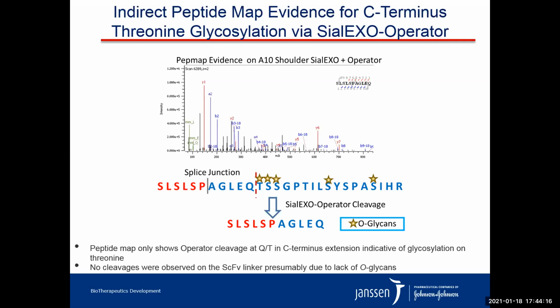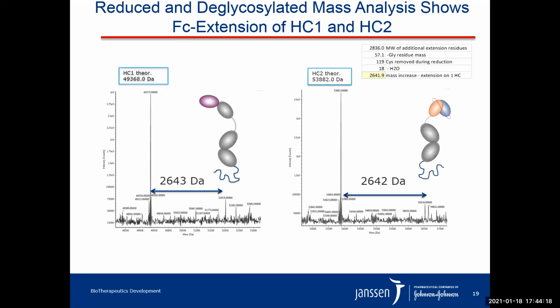Having the unknown sequence determined by peptide mapping, we also wanted intact protein level evidence. We then incorporated the new sequence mass and matched the mass of the extended splice isoform for both heavy chains by performing mass analysis of the reduced and deglycosylated mAb.